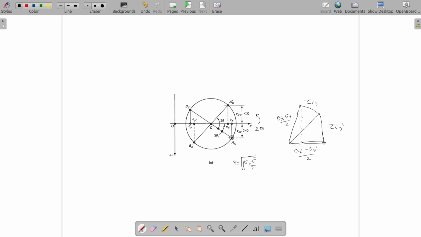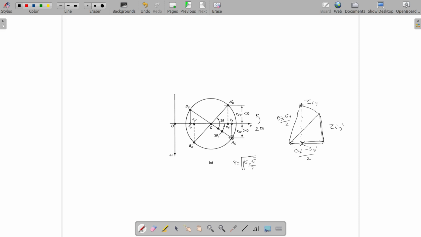And now we need to get this part and this part using our old triangle. If you consider line by line, this line used to be somewhere else and it got rotated by an angle 2 theta. Now you need to find out, if you add this part and this part, you will get the total length of this line.